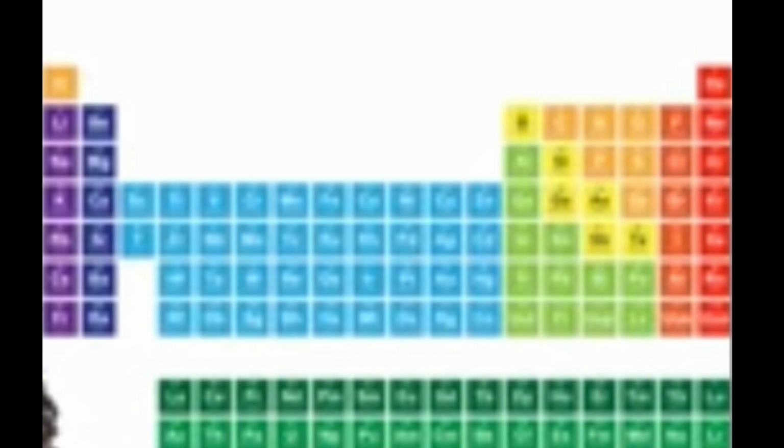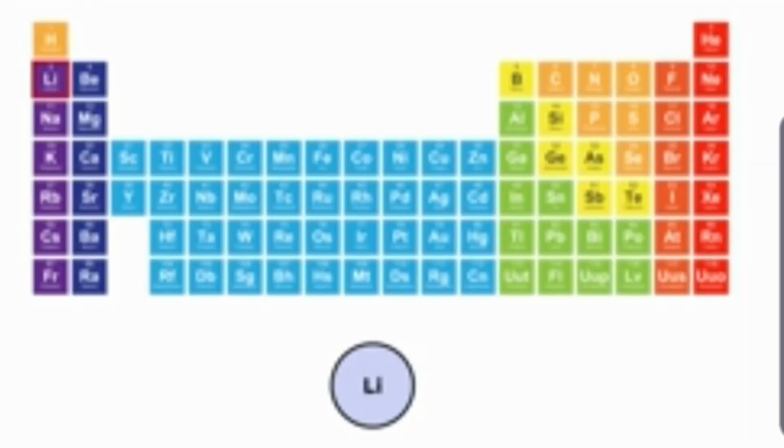There are some periodic trends that we can recognize when we look at the table. First, atomic radius, or the size of the atom. As we proceed downwards on the table, atomic size increases because we add shells.